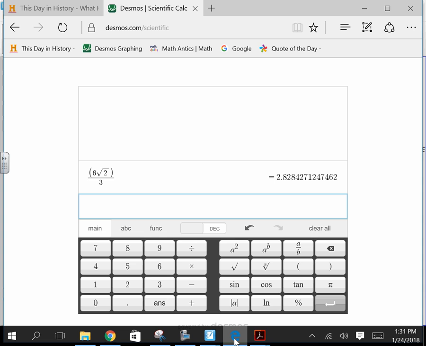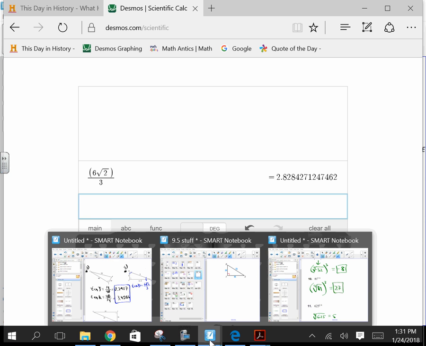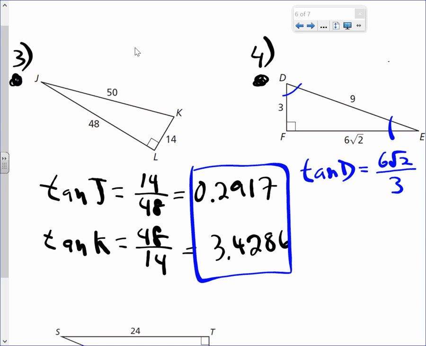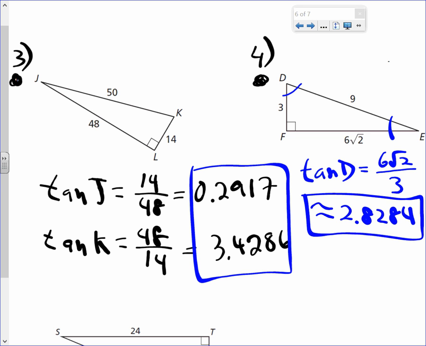Well, here's why. If I didn't put the parentheses, look at what happens. But let's just write this down first and let me come back. Let's write down the answer. So it's 2.8284, right? 2.8284, let's write that down. And let me come back to Ortiz's question because it's a very good question. So this is going to be 2.8284 to the 4th decimal.